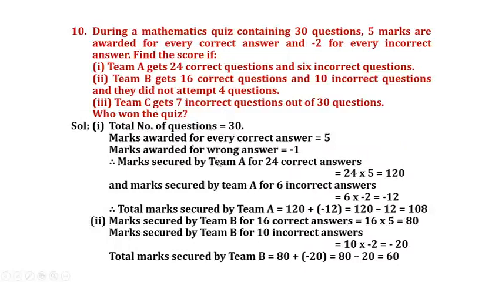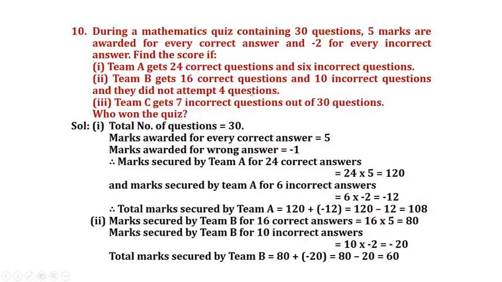So this is also same as the 8th problem. During a mathematics quiz containing 30 questions, 5 marks are awarded for every correct answer and minus 2 for every incorrect answer. Find the score if Team A gets 24 correct questions and 6 incorrect questions. Team B gets 16 correct questions and 10 incorrect questions, and they did not attempt 4 questions. Team C gets 7 incorrect questions out of 30 questions. Who won the quiz?